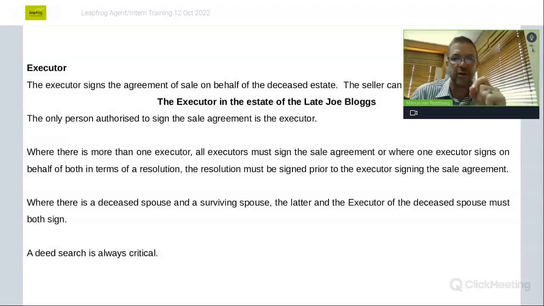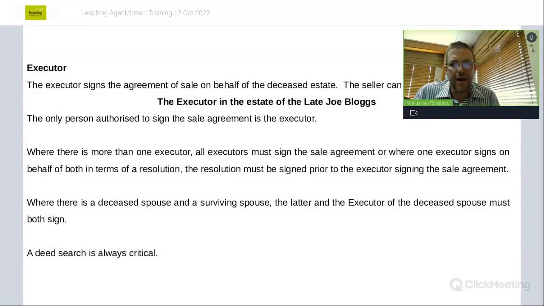Now, the difficulty here is you can't enter into an agreement of sale until the executor is appointed. You can start marketing that property, but you can't enter into a valid agreement of sale. So bear this in mind. I spoke to a client yesterday. Agents want to sell the property. It'll go very quickly, but the seller is not appointed as the executor yet. We need to wait for those letters of executorship first, right?